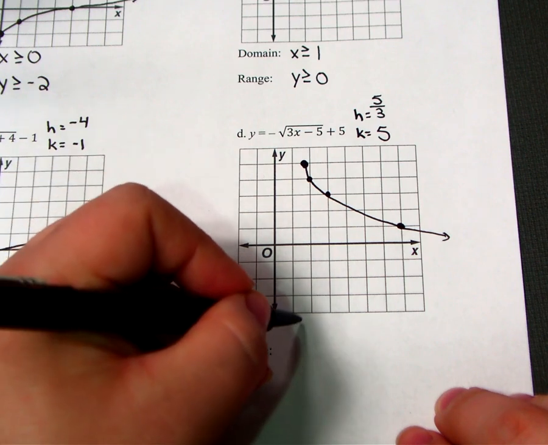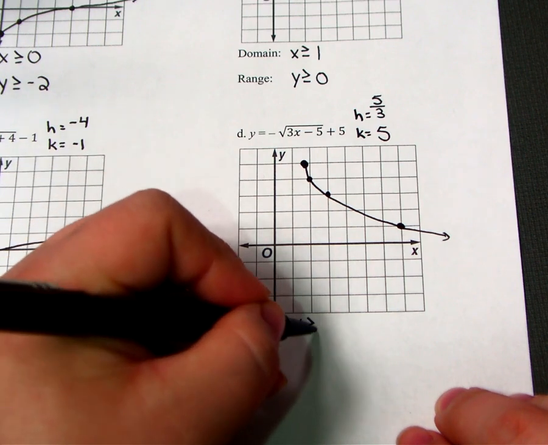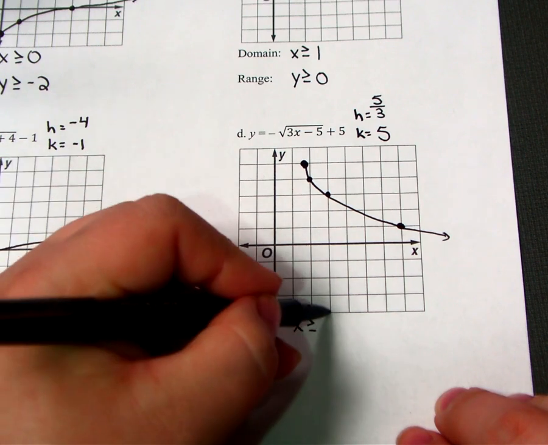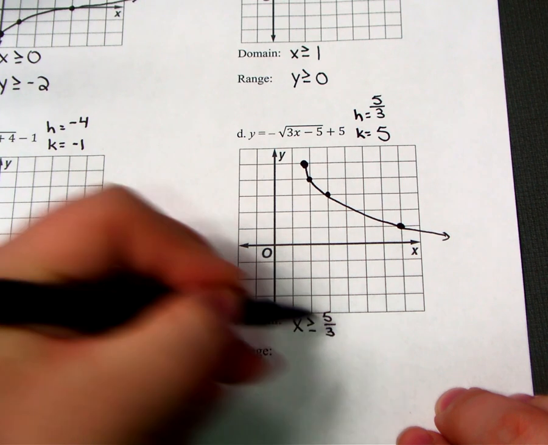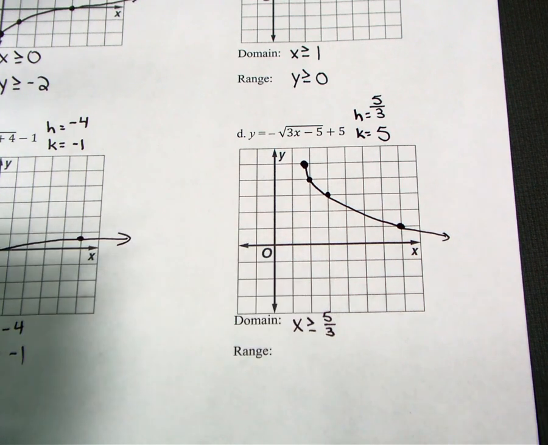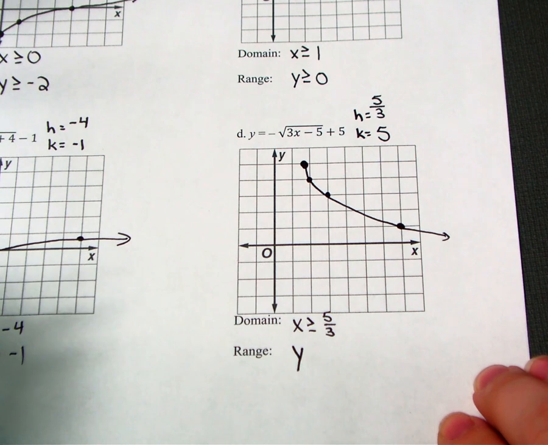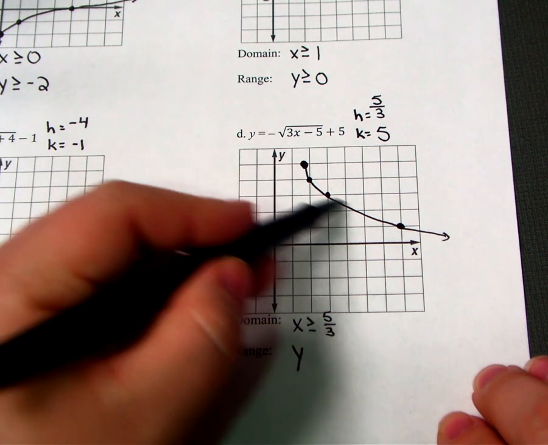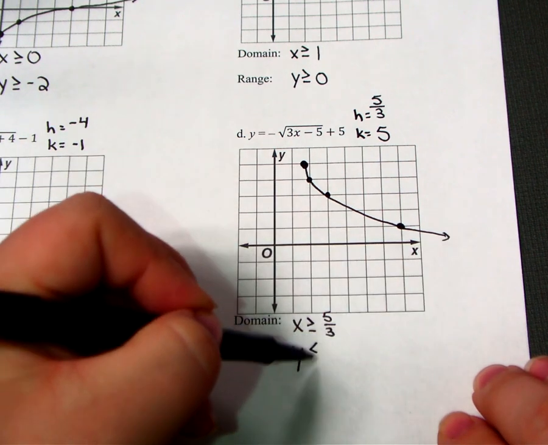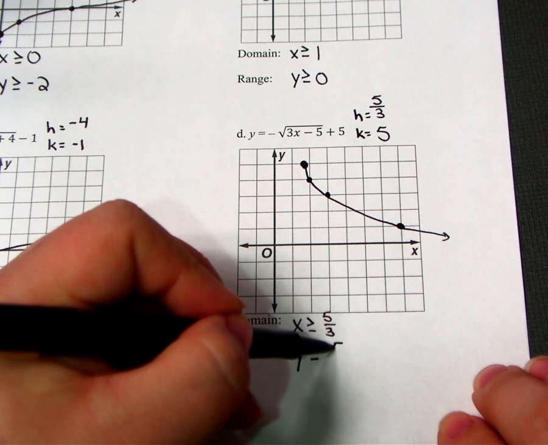So my domain remains as greater than or equal to, and there's our H value, 5/3. But in this case, my range is not going to be greater than or equal to this time because it opens down. Less than or equal to 5.